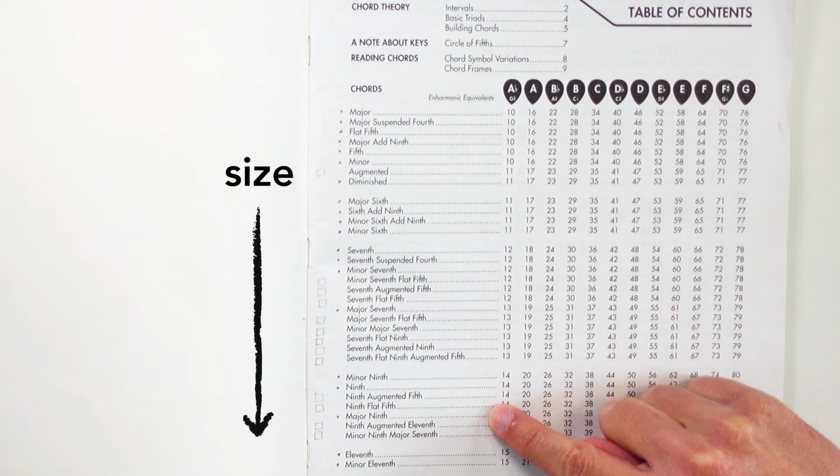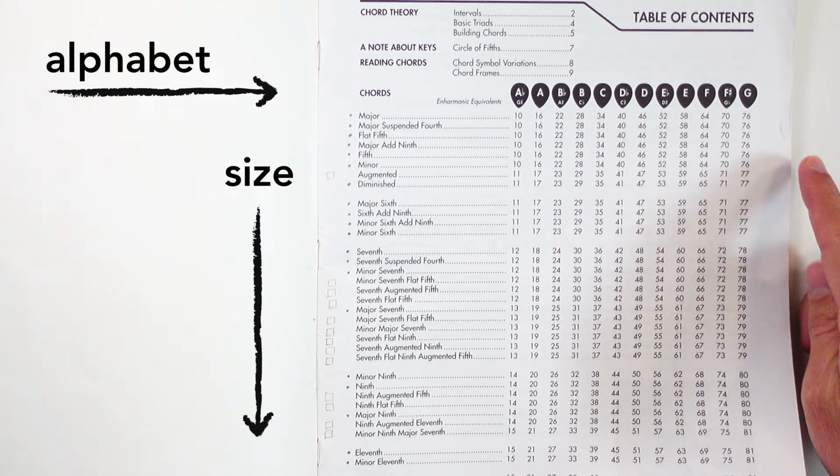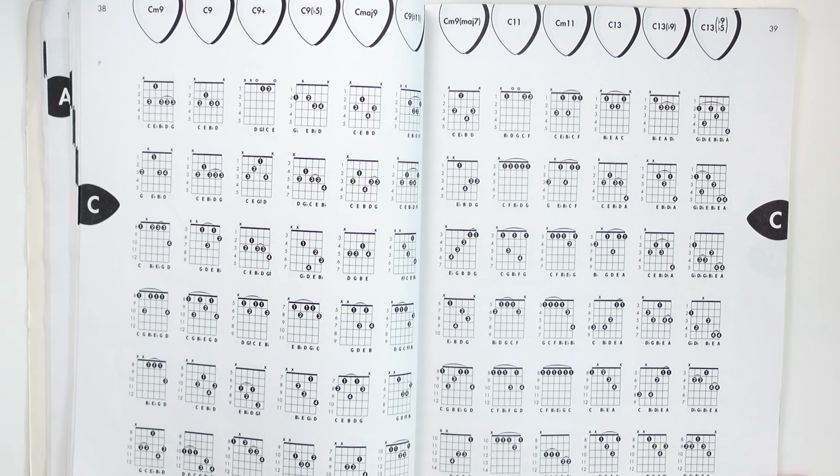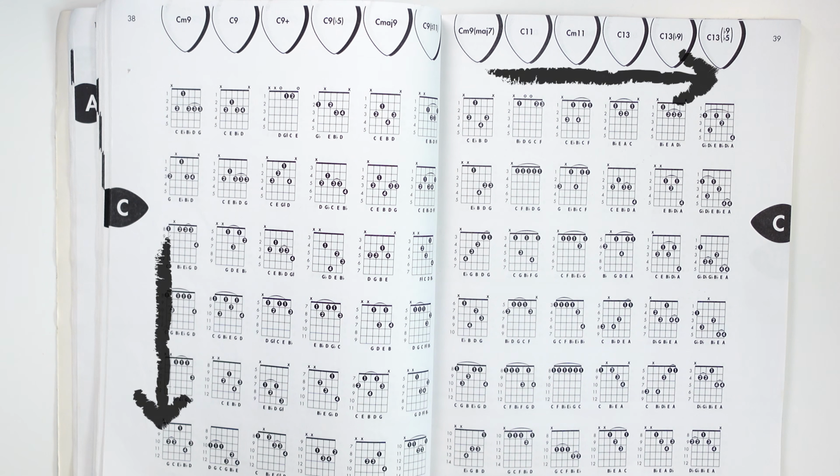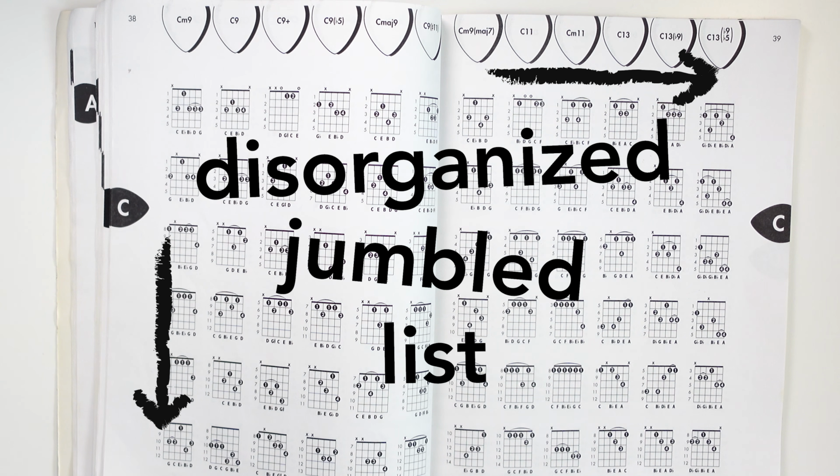Of course, in a chord book like this, all of the chords are organized by size and alphabetically. So it's not clear why they include certain notes or how and where you might use them in a song depending on the key you're in. They're just jumbled together in a big disorganized list.